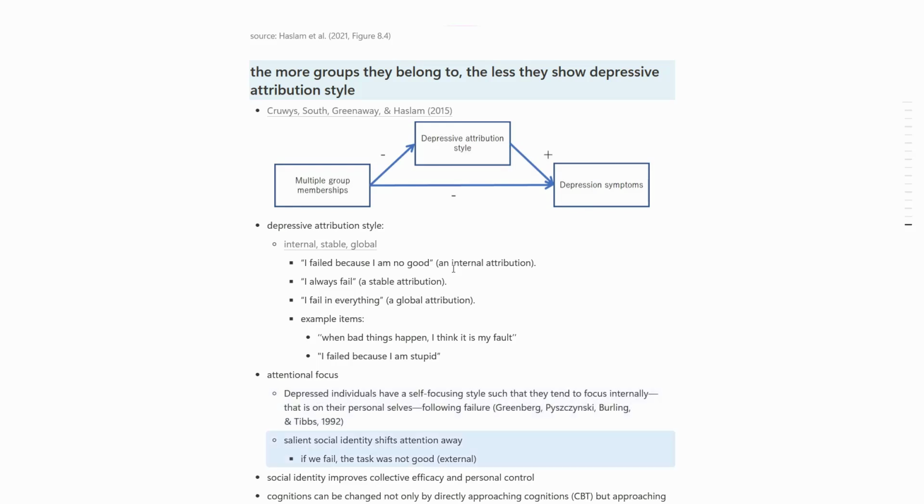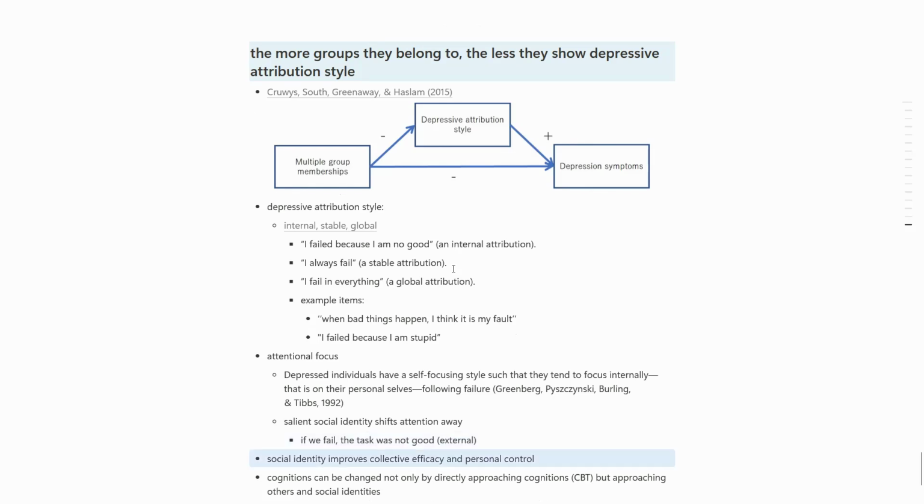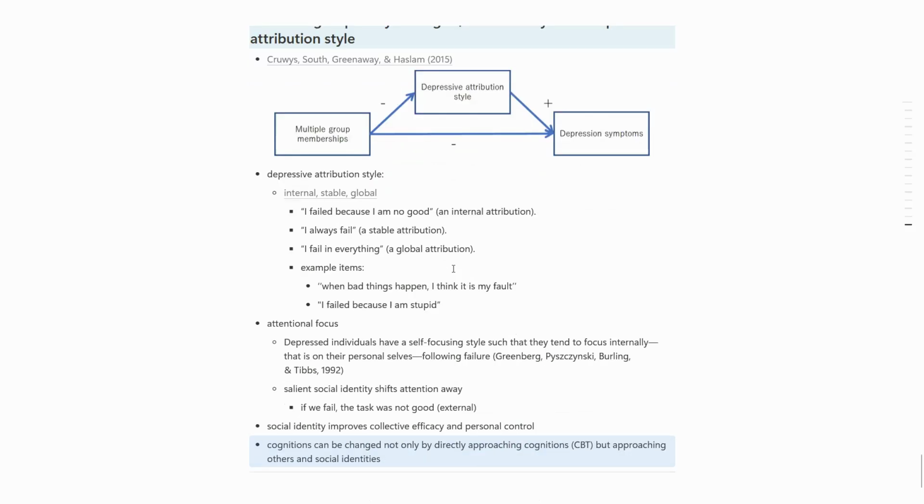But salient social identity shifts attention away from one's personal self. And then if we fail, they can think that it's not only me failing on this task, but we are all failing. Then that means maybe the task was not good. Maybe the system is wrong. So basically, they can attribute the cause of failure not to themselves, but to external factors. And also, as I have mentioned before, social identity improves collective efficacy and personal control, and thus they are less likely to make internal attribution. So cognitions can be changed not only by directly approaching cognitions, which cognitive behavior therapy often does, but approaching others and social identities can help them to change their cognitions.